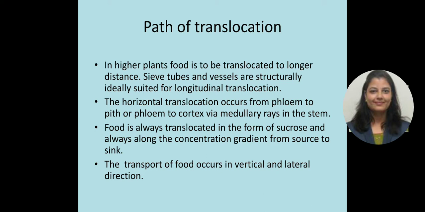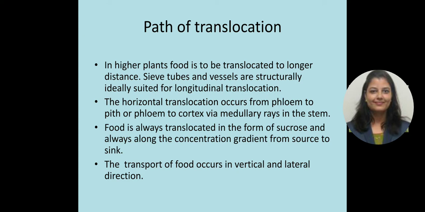In higher plants, food has to be translocated over long distances because the height of the plant is so great. So sieve tubes and vessels are structurally ideally suited for longitudinal or upward translocation. The horizontal translocation occurs from the phloem to the pith and phloem to the cortex via medullary rays in the stem. The food is always translocated in the form of sucrose.